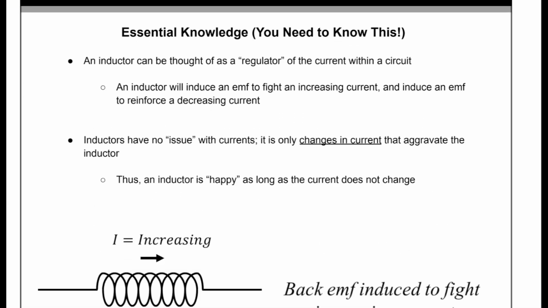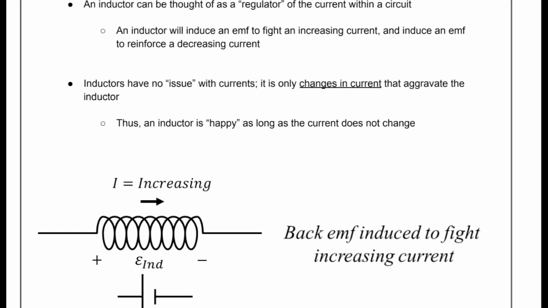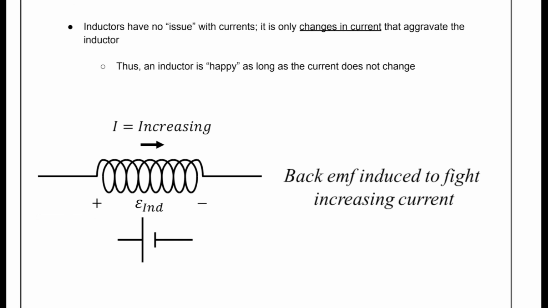So we can really think of inductors as trying to regulate the current flow. So if the current is increasing, the inductor will act as a tiny battery to try and fight that increase. But if the current is decreasing, the inductor will act as a battery to try and restore the current back to what it was before. So inductors definitely do not have issues with currents. It's only changes that they'll oppose. And again, it's due to Lenz's law. If you're changing the flux, an EMF will be induced to create an opposite current. So if we were to give our inductors thoughts and feelings, they are happy as long as there's no current change.